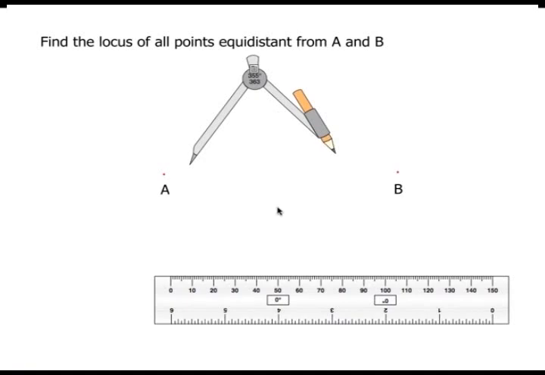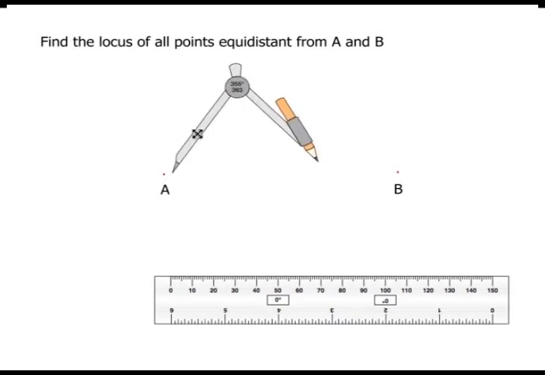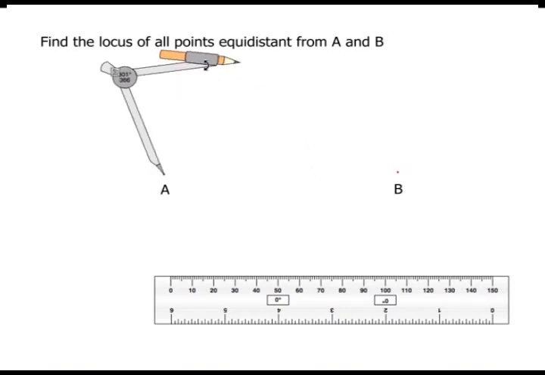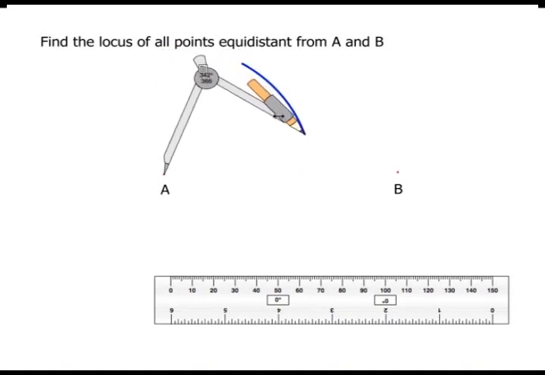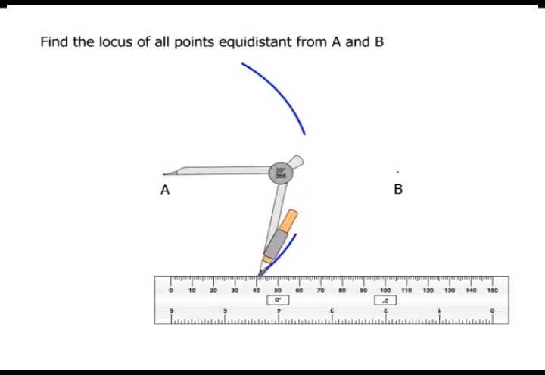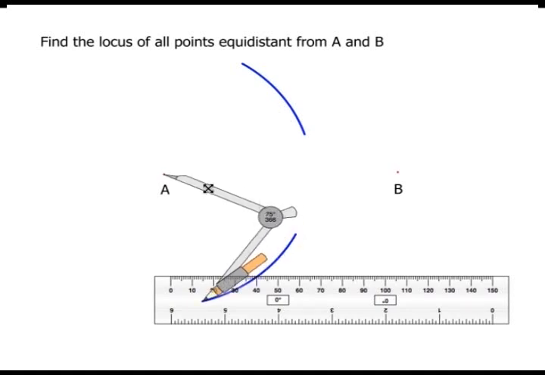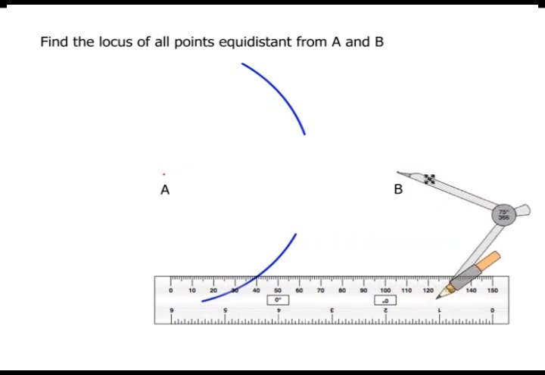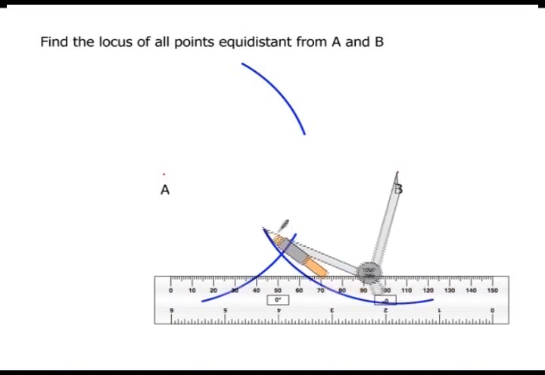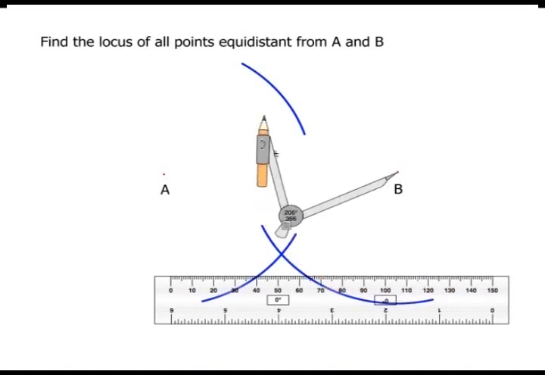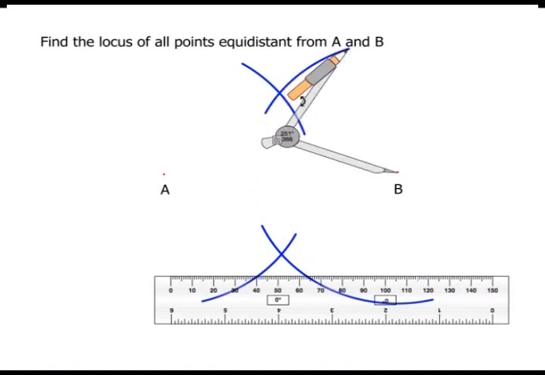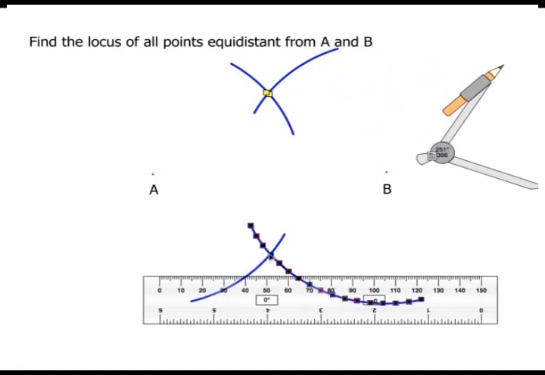So we construct a perpendicular bisector of the distance AB. Place the compass at point A. Open it to more than half the distance AB. Move it up and draw an arc. Move down and draw another arc. Without changing that distance, place it at B. Draw an arc. Move up and draw another arc. Now join the intersections and we shall have the perpendicular bisector.